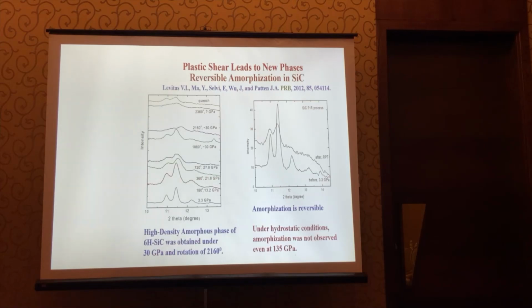Also, plastic shear leads to new phases which cannot, or maybe cannot, be obtained under hydrostatic conditions. Here is one example. We discovered a high density amorphous phase of silicon carbide, and amorphization is considered a damage mechanism, for example, for silicon carbide armor. And since this phase transition is reversible, the only way to detect it is to study in situ.